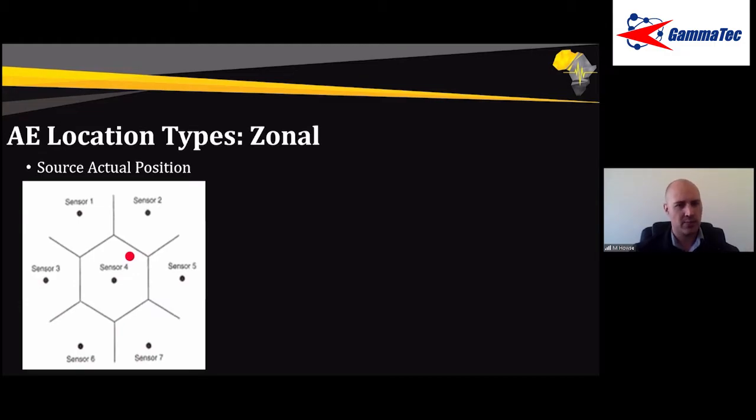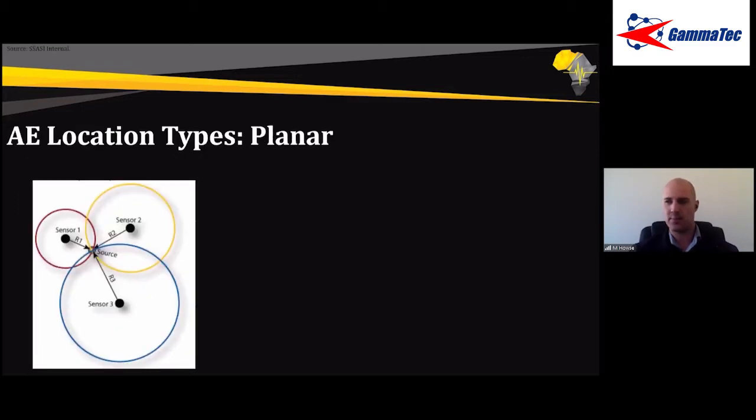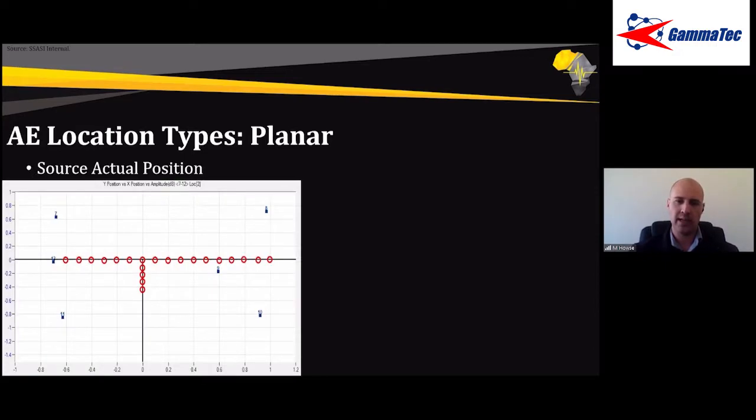So your source position might look something like that, where your actual PC output would just be a general area. And this was very effective back in the day, and most of our modern location techniques are built on this. The second is planar. So this is the traditional triangulation, same idea as GPS positioning, where if you were to have a sensor array, here we have a sensor array with some blue dots representing the channels, and then you have the red circles where you simulate position.